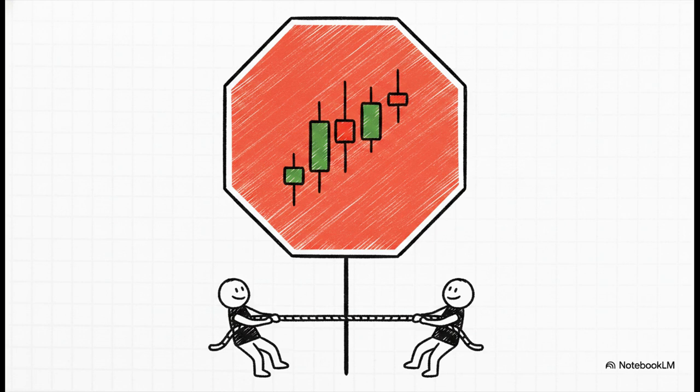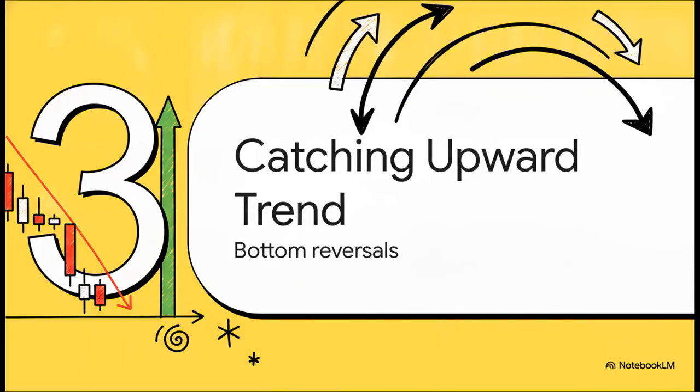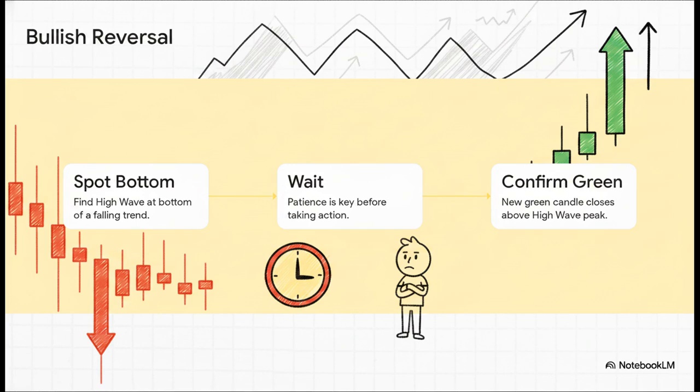And it is exactly this stall out, this specific moment of pure exhaustion, that gives a massive edge to the patient trader. Let's get into how we use this. Section 3, catching the upward trend. Okay, here is your definitive step-by-step playbook to confirm a bullish reversal at the bottom of a downtrend.